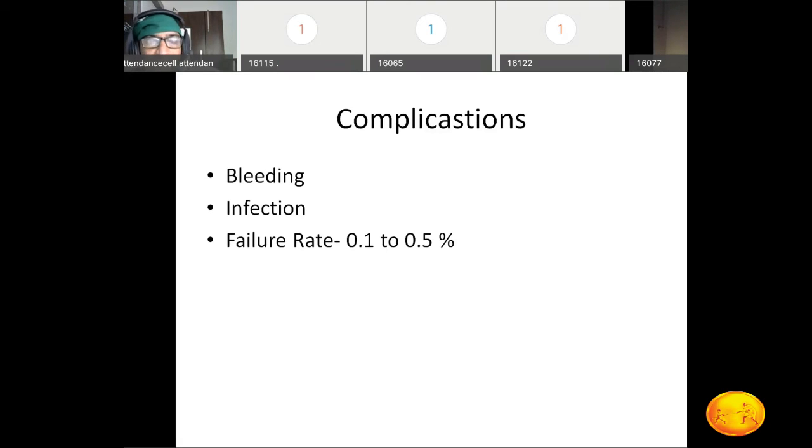What are the complications of any surgery? Yes, these are bleeding and infection. These are inherent complications of all surgeries. Failure rate is very low, just 0.1 to 0.5%. But we have to explain to the couple that even if we do the surgery, this is the failure rate, so that if she misses her period, she should not assume she is not pregnant, because there is a possibility of failure. She should be alert. If she misses the period, she should check for pregnancy.